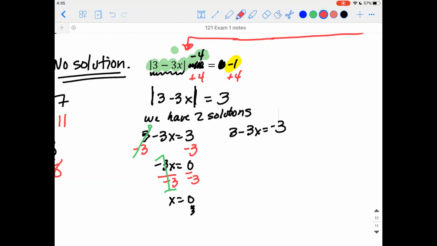And the other one, we're going to do the same process, but we're going to start off with negative 3 on the right-hand side. So this is going to be minus 3 minus 3. These simplify to 0. Minus 3x is going to give us negative 3x is equal to negative 6. Divide both sides by negative 3. And so negative 3 divided by negative 3 is 1 times x, which gives us x is equal to the positive 2 that we had gotten on the graph.